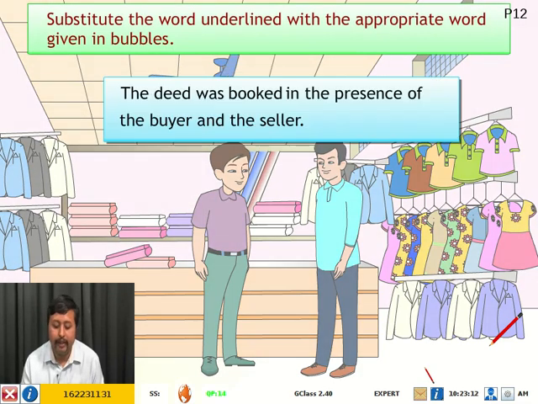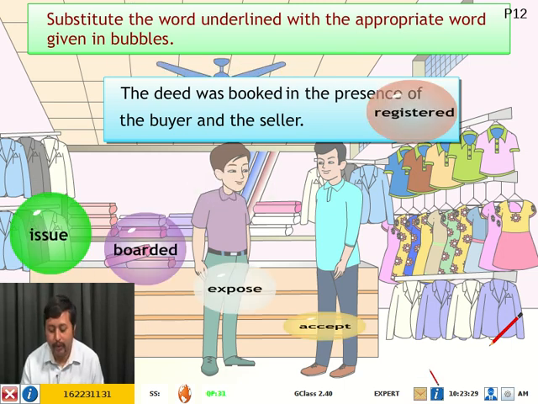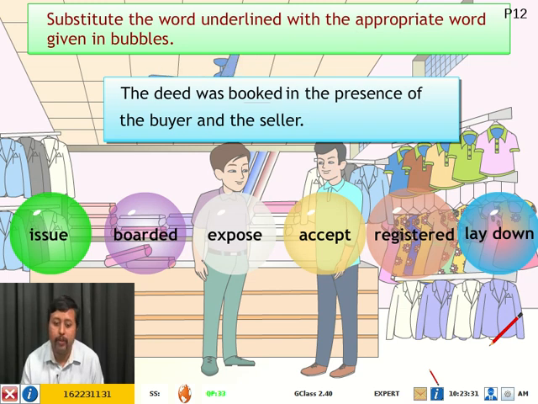Okay, then there is more. The deed was booked in the presence of the buyer and the seller. Okay, so now your options are again issue, boarded, expose, accept, registered, and lay down. And the word we need to change is booked.